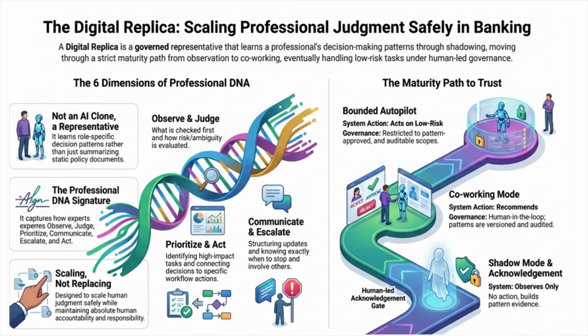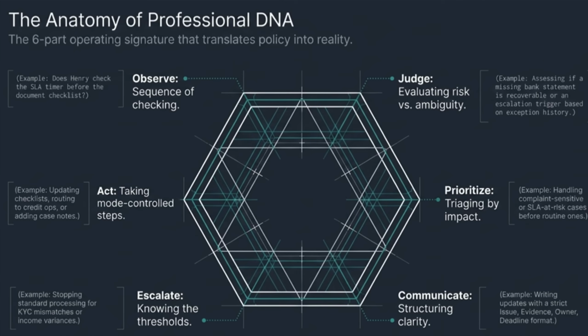Let's define that. What exactly is professional DNA? Professional DNA is the operating signature of a person in a role. I would break it into 6 dimensions: observe, judge, prioritize, communicate, escalate, and act. Let's take Henry as an example. Henry works in loan operations. Every day he handles cases with missing documents, SLA pressure, income variance, KYC exceptions, and relationship manager follow ups.